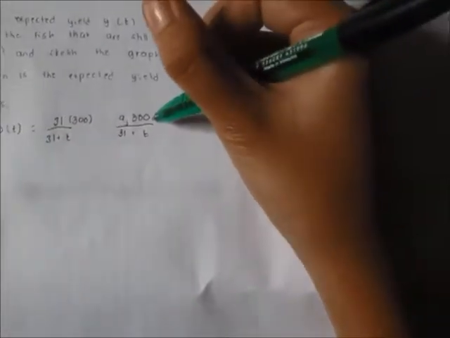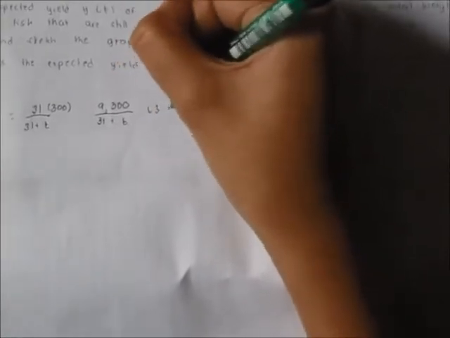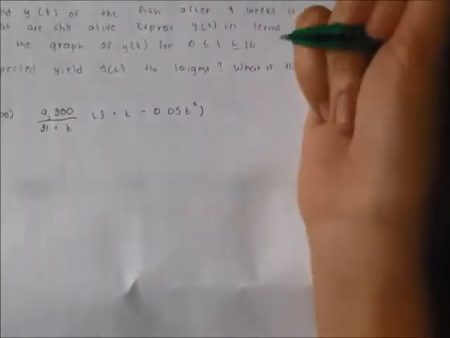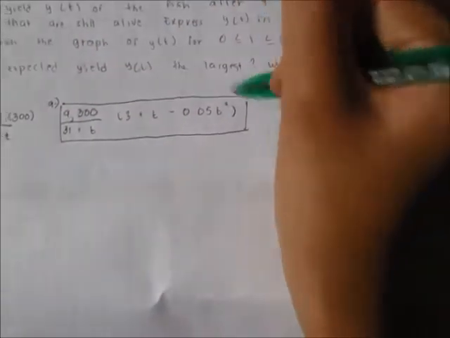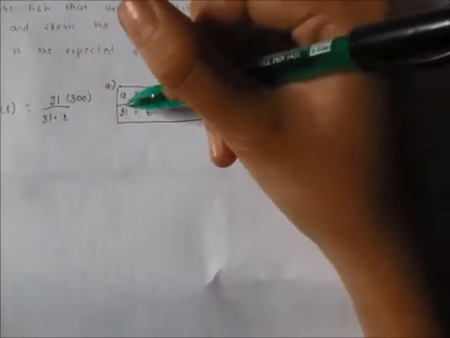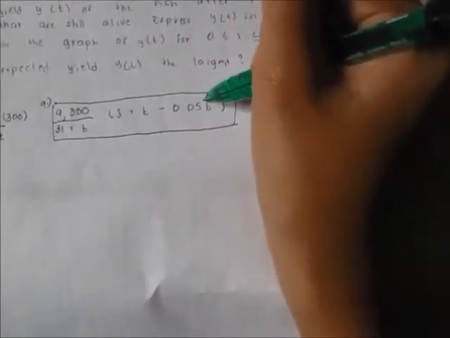And then, we must copy the first equation. 3 plus T minus 0.05 T squared, parentheses. And so, the answer in letter A, the expected yield, is this: 9,300 over 31 plus T, times 3 plus T minus 0.05 T squared.